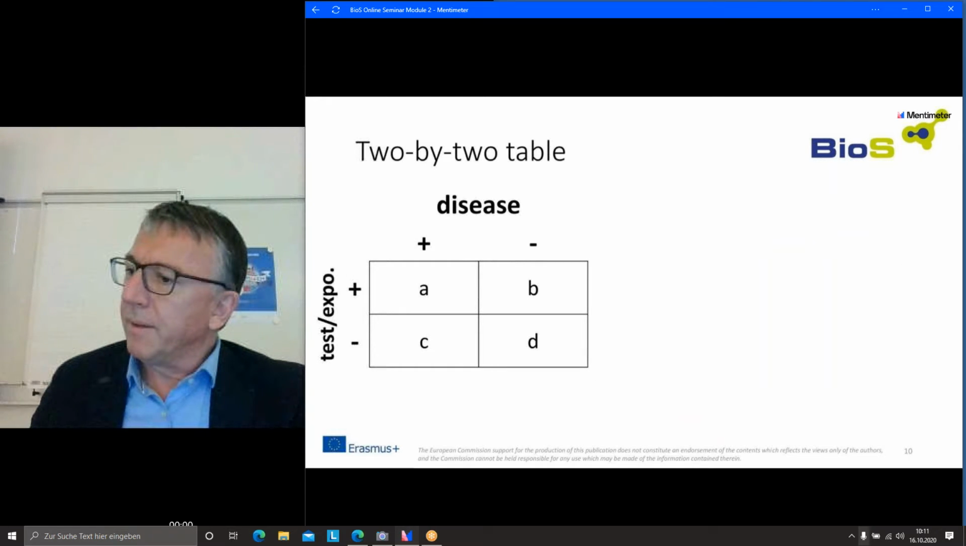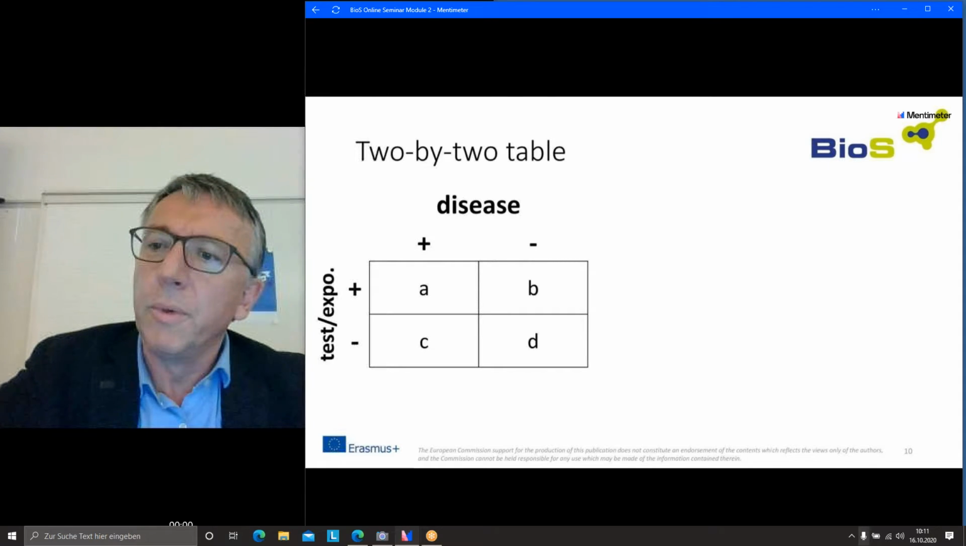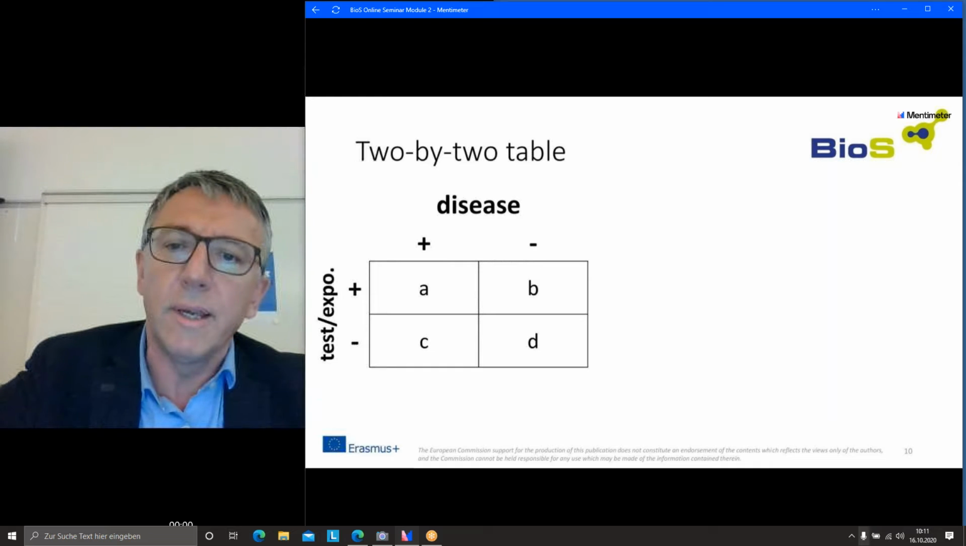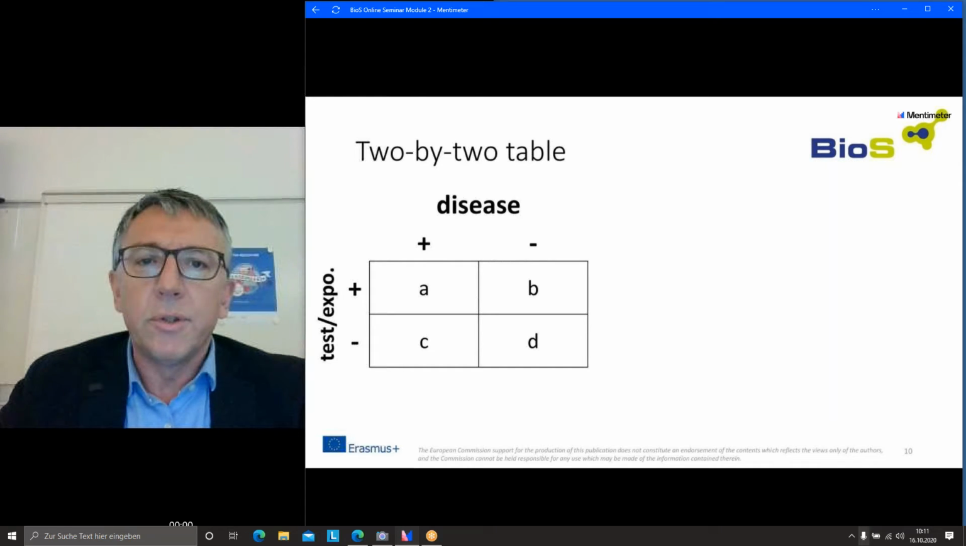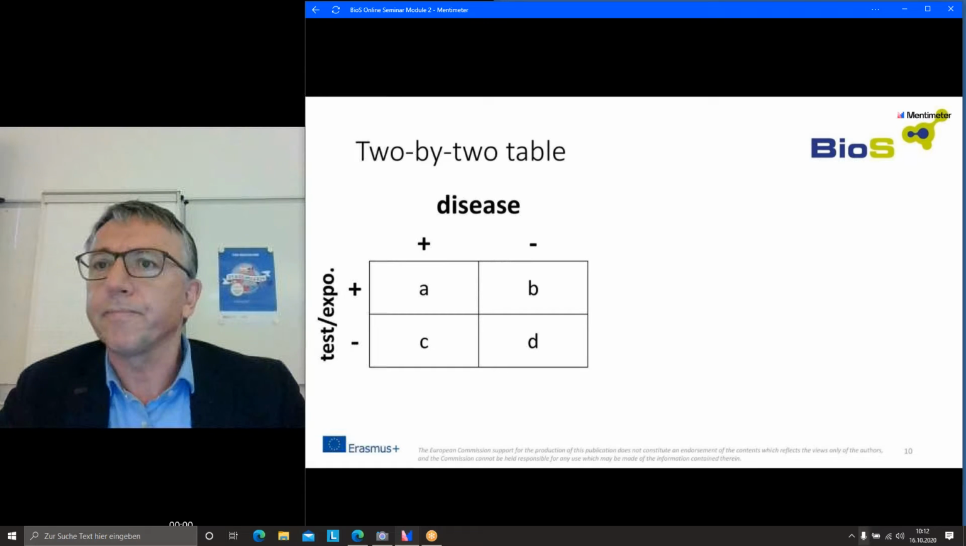So in order to obtain this information, we use a 2-by-2 table. And I will briefly introduce you to this 2-by-2 table concept.